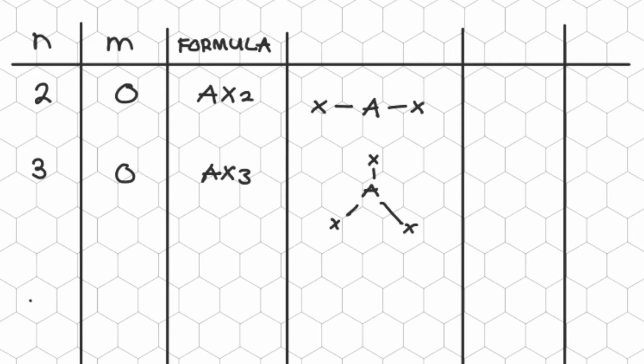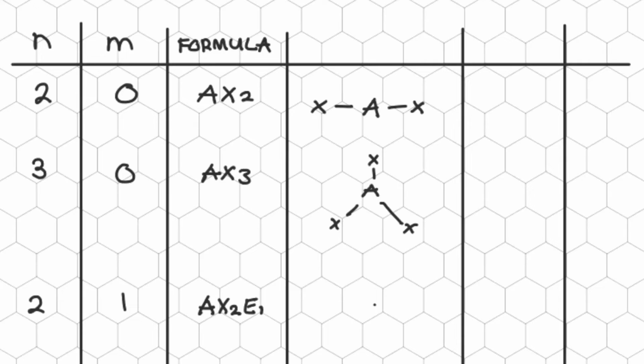So we're going to draw the A with 2 X's around it, just like a line. The next one, we're going to have 3 neighboring atoms, still no lone pairs, AX3. And we're going to draw it like this: A, and 1 X on top, 1 X down here, and 1 X down a little bit to the right. It's like a trigonal. Now we go to the next structure, 2 neighboring atoms. This time we're going to have 1 lone pair. So we write the formula as AX2E1.